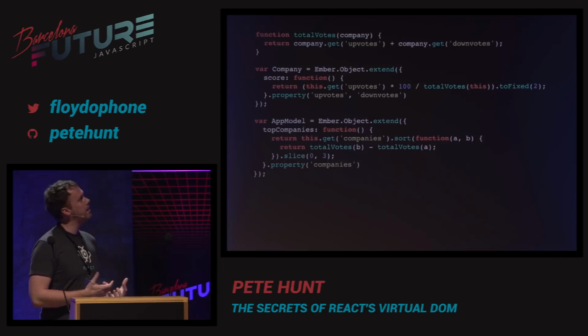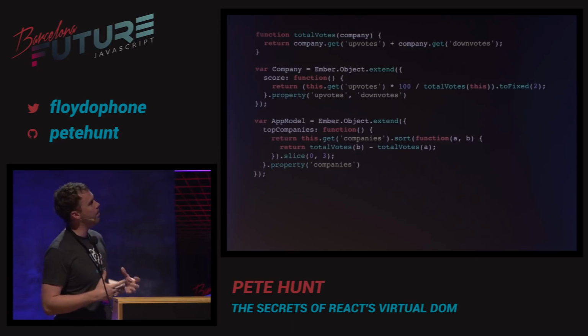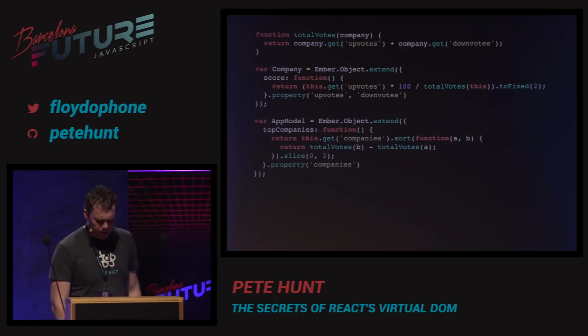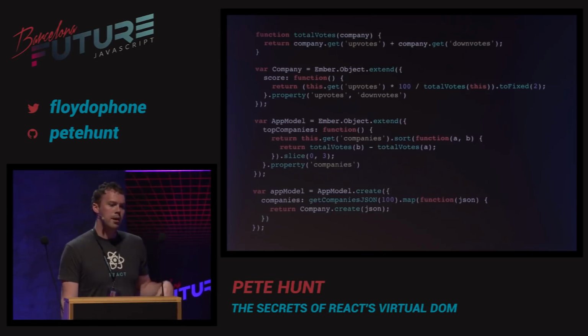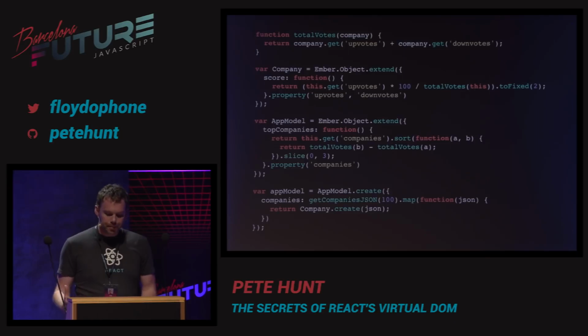So moving on, we build our overall application model, which has that top companies array. And the way that we implement this is we have this companies raw array, and we sort it by the total number of votes, and we slice off the top 3. And finally, we add a little bit of glue code to glue our JSON data structure that we got from the server into Ember's system.